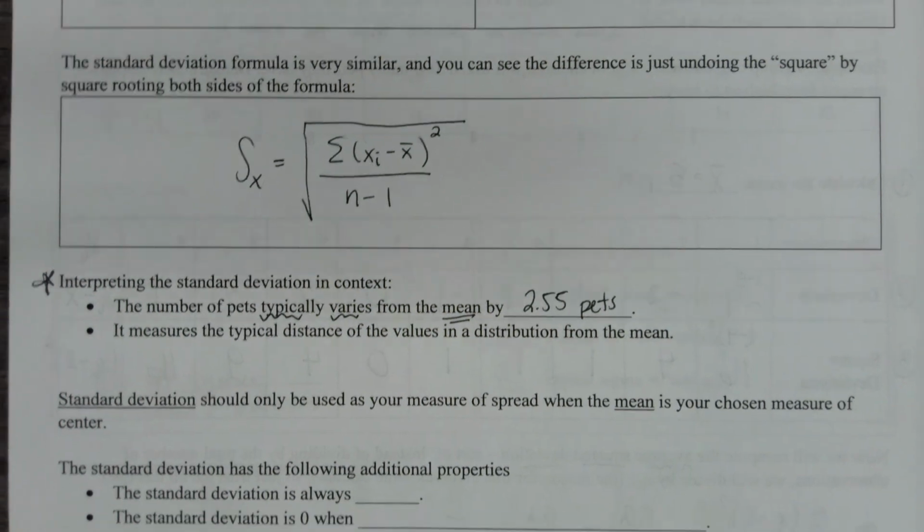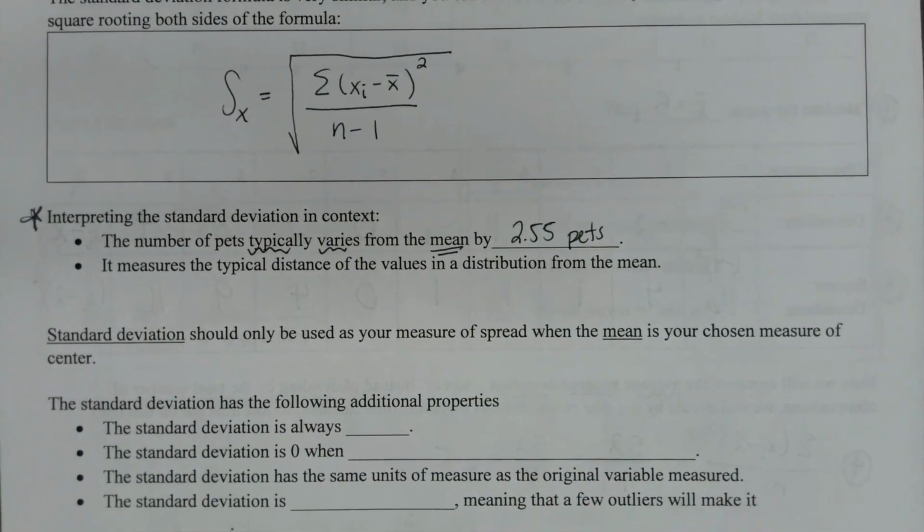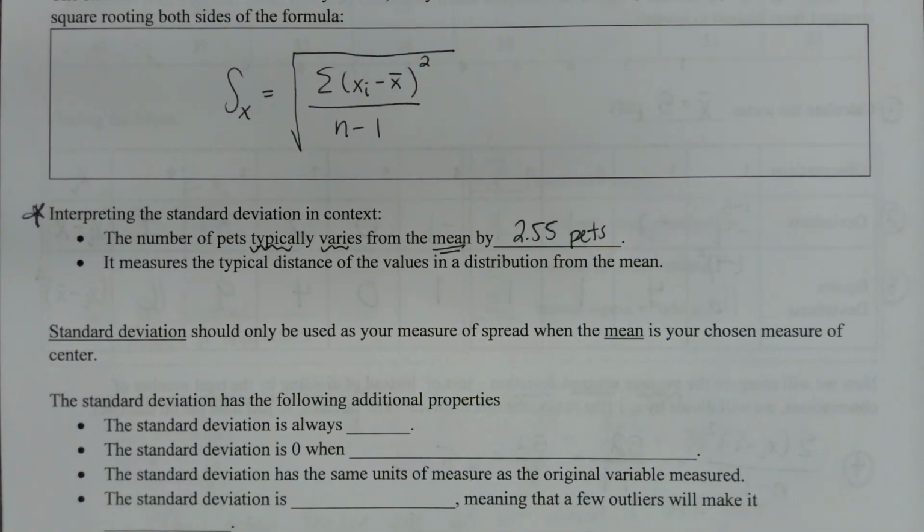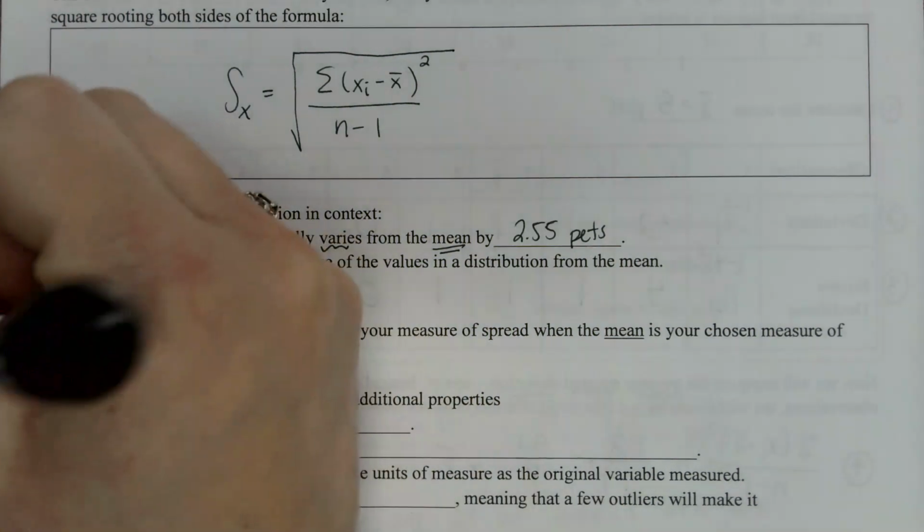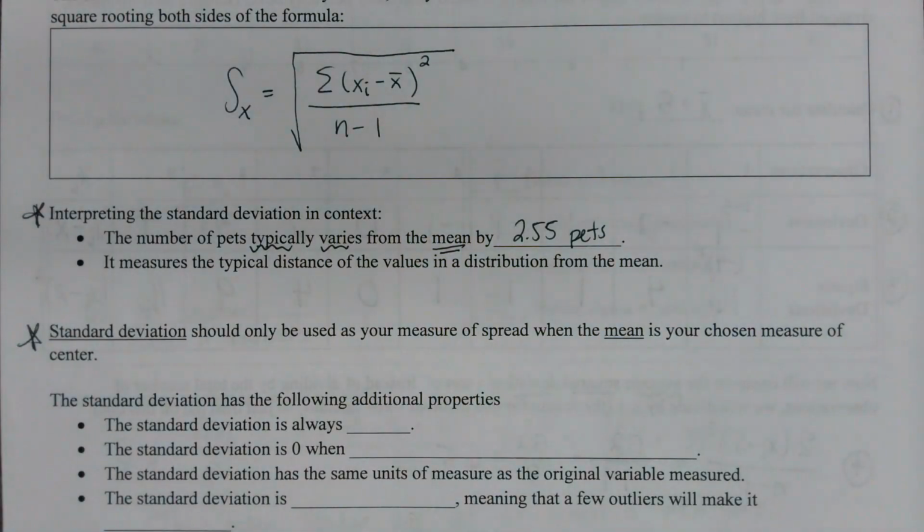So standard deviation should only be used for your spread when your mean is your chosen measure of center. Remember, we use the mean when we are not having any type of extreme outliers or extreme values.